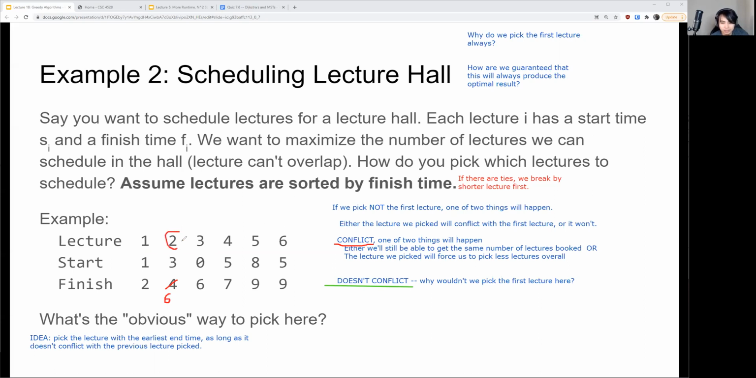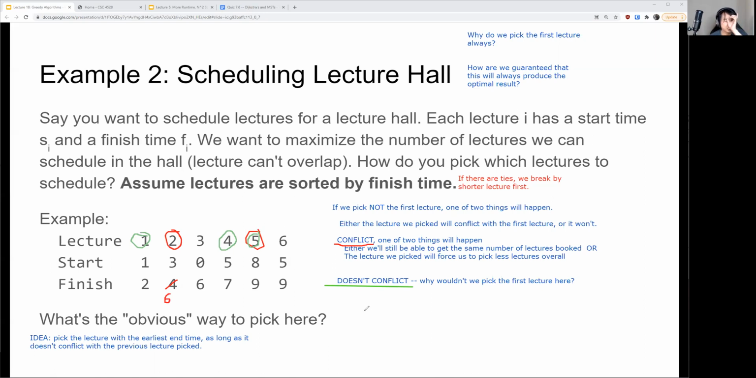I picked 2 here, and then we're forced to pick 5, right? We can't pick 4 now because there's an overlap. We don't want to pick 6 still. So if you started with 2 and you didn't pick 1, you would be stuck in this scenario where you had to pick only 2 and 5. And then if we picked 1, we can't pick 2, but we could pick 4 and we could pick 5, right? So again, the lecture we picked will force us to pick less lectures overall, is the argument being made.